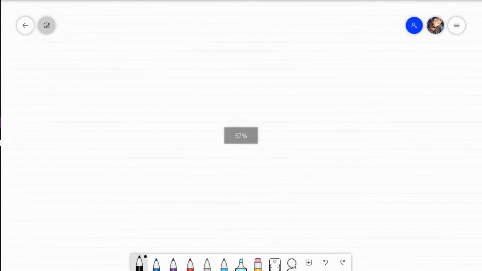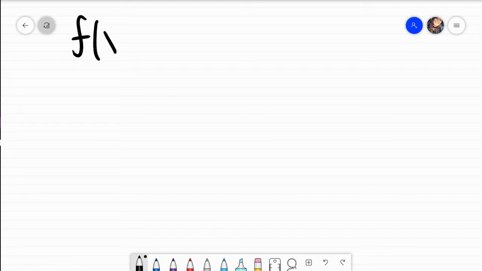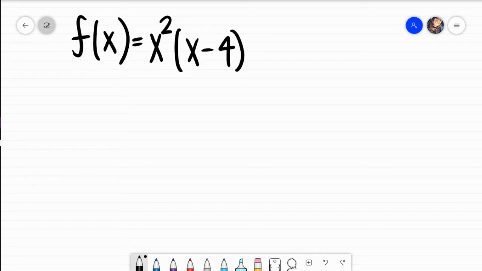Okay, so we are going to have a function that is in standard form. And I guess I'm not even bothering with that. The function that we're given is f of x equals x squared, times x minus 4, that's being cubed, and then multiplied again by x plus 5, and that's actually being raised to the first power.